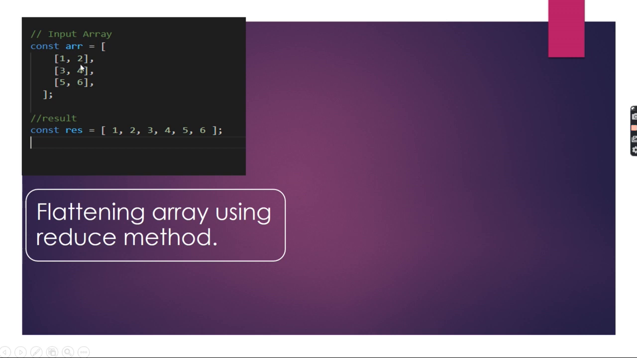The next example is we have an array of arrays. In the inner arrays we have some elements and in the result we want all elements of the inner arrays in a single array. It is called flattening. We will see how to achieve this.